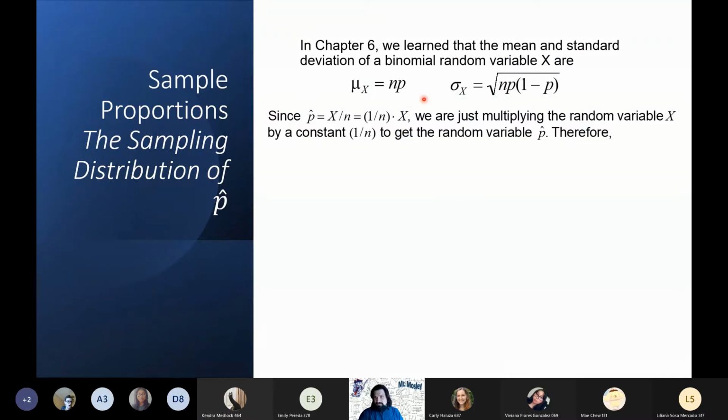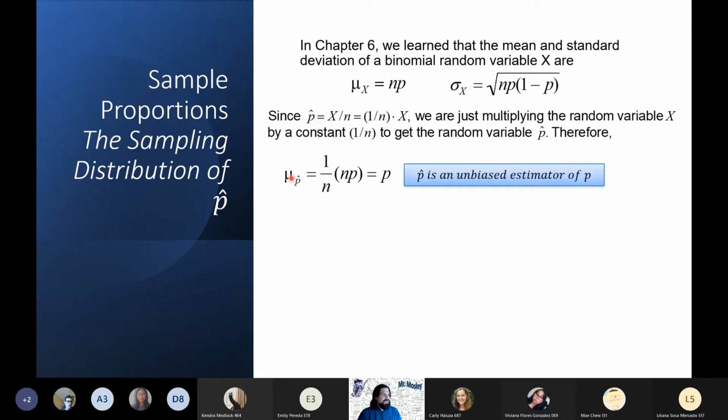In chapter 6, we learned that the mean and standard deviation of a binomial random variable x are given here. The mean of x is equal to n times p, the sample size times the proportion of success. The standard deviation of x is equal to the square root of the sample size times the proportion of success times the proportion of failure. Since p hat is equal to x divided by n, which is equal to 1 over n times x, we're just multiplying the random variable x by a constant 1 over n, a linear transformation, to get the random variable p hat.